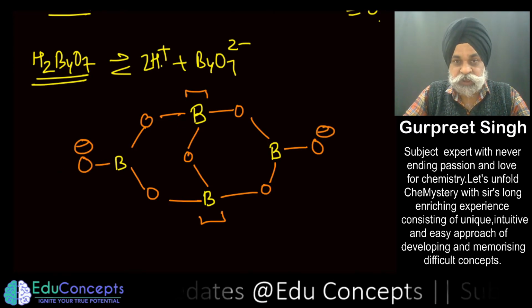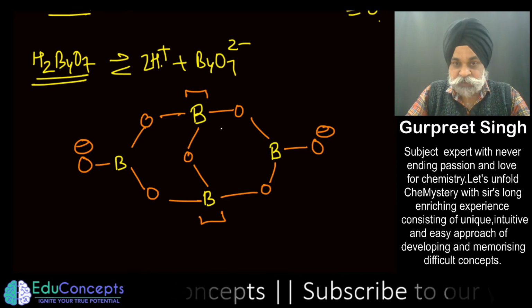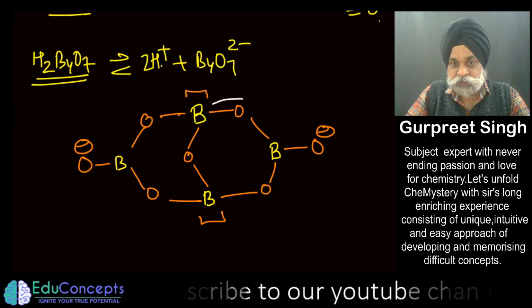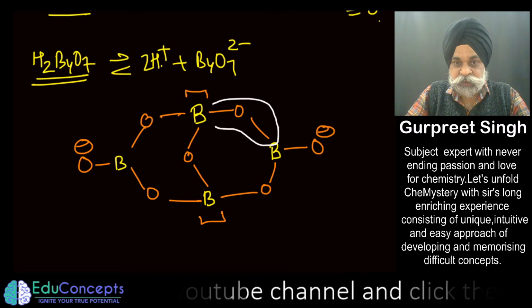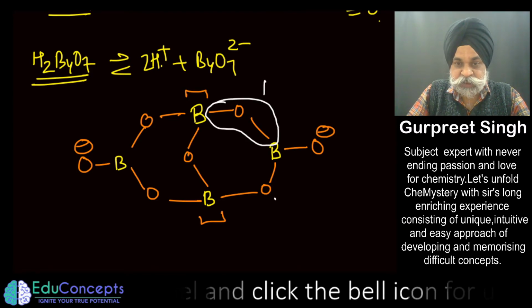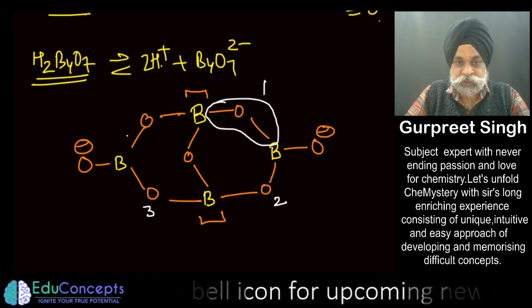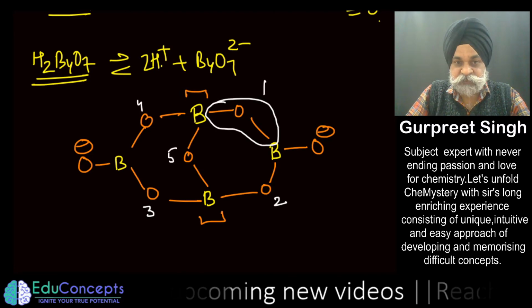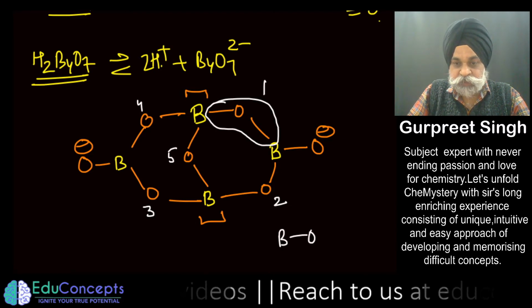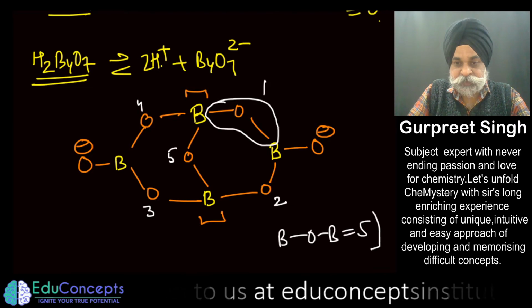So you could see how many BOB bonds are there. One BOB bond is this one. This is the first one. This is the second. This is the third. This is the fourth, and this is the fifth one. So BOB bonds in it are five.